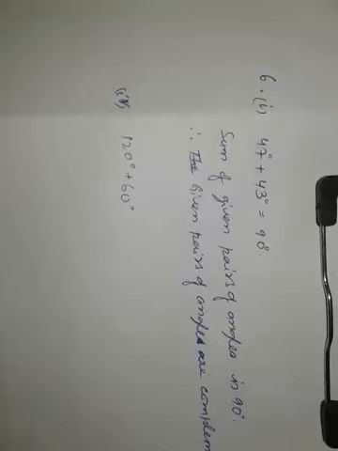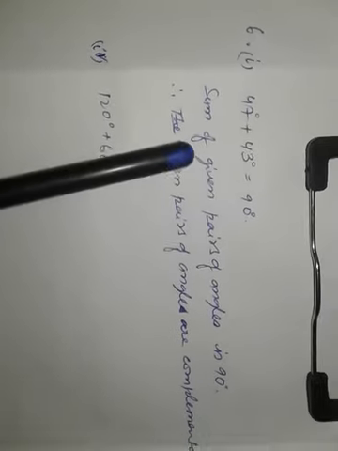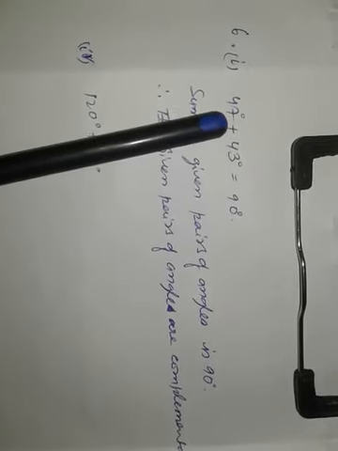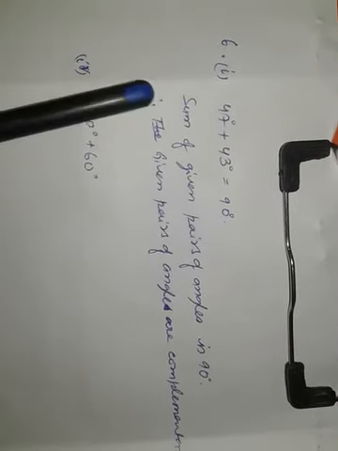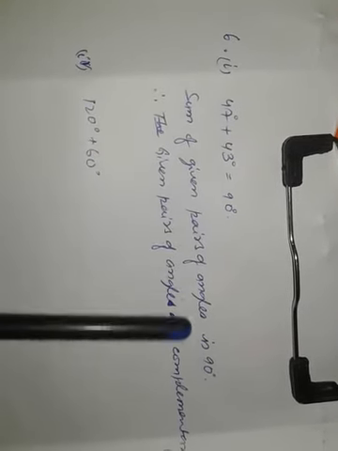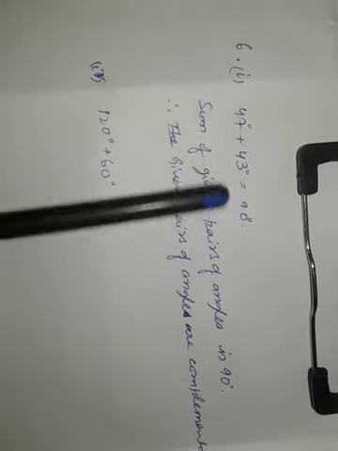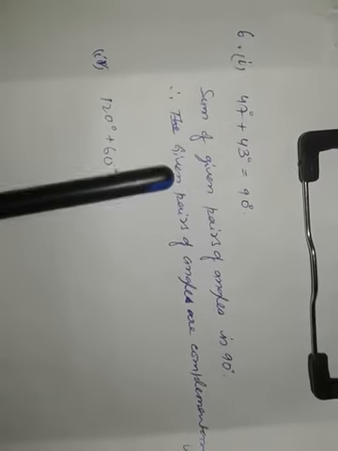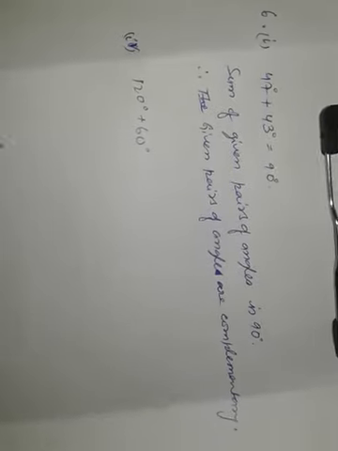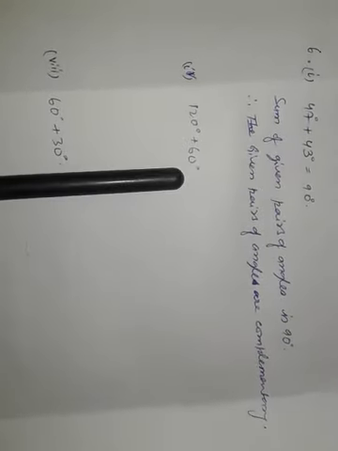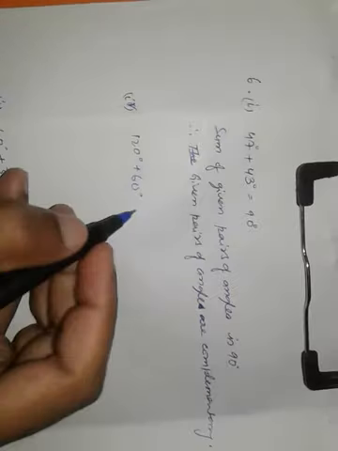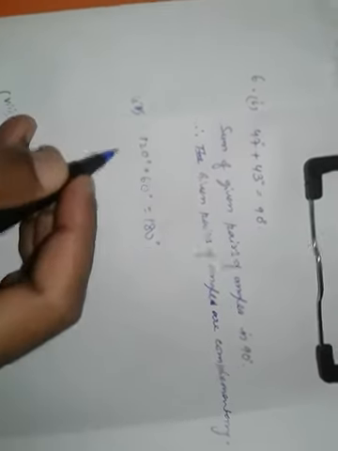I have done one question here. 47 degrees plus 43 degrees is 90 degrees. The sum of the given pair of angles is 90 degrees, because when we add we get 90 degrees. Then the given pair of angles are complementary. The second example I have taken is 120 and 60. First of all we have to add them. How much do we get? 180 degrees.